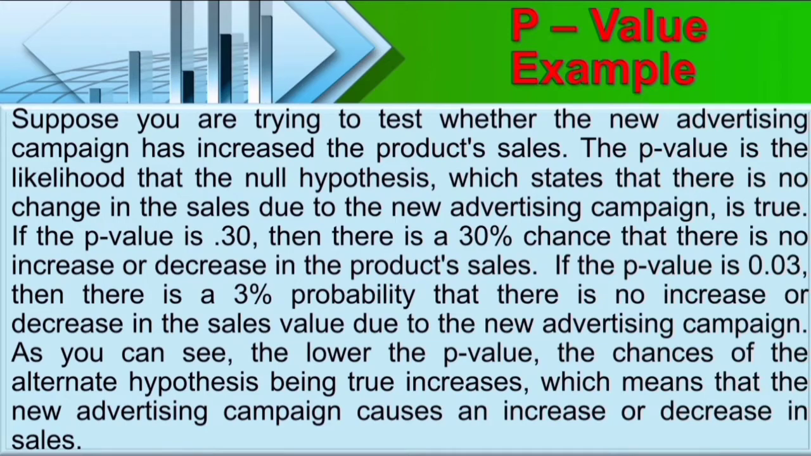P-value example. Suppose you are trying to test whether the new advertising campaign has increased the product sales. The p-value is the likelihood that the null hypothesis, which states that there is no change in the sales due to the new advertising campaign, is true. If the p-value is 0.30, then there is a 30% chance that there is no increase or decrease in the product sale. If the p-value is 0.03, then there is a 3% probability that there is no increase or decrease in the sales value due to the new advertising campaign. As you can see, the lower the p-value, the chances of the alternate hypothesis being true increases, which means that the new advertising campaign causes an increase or decrease in sales.